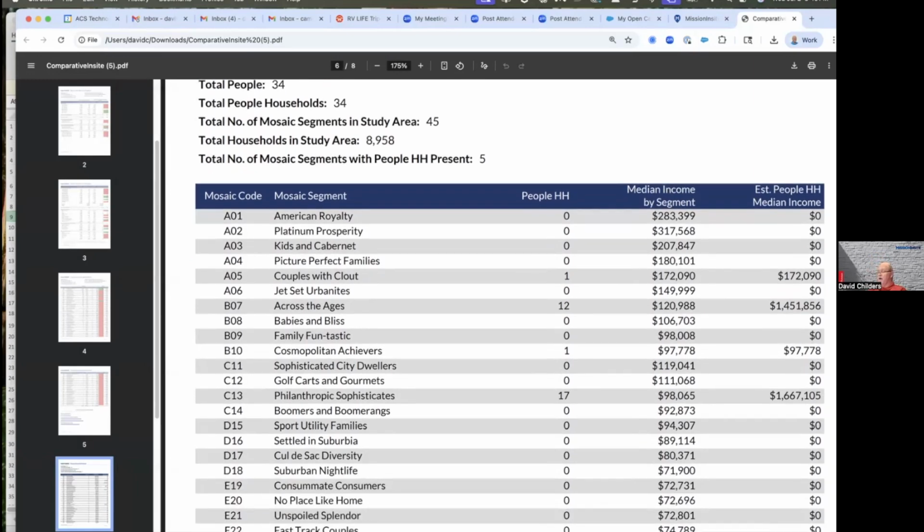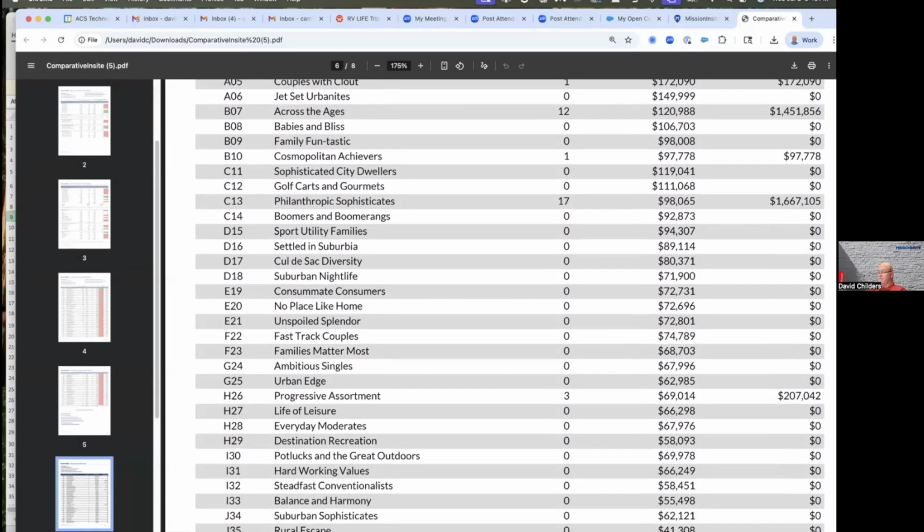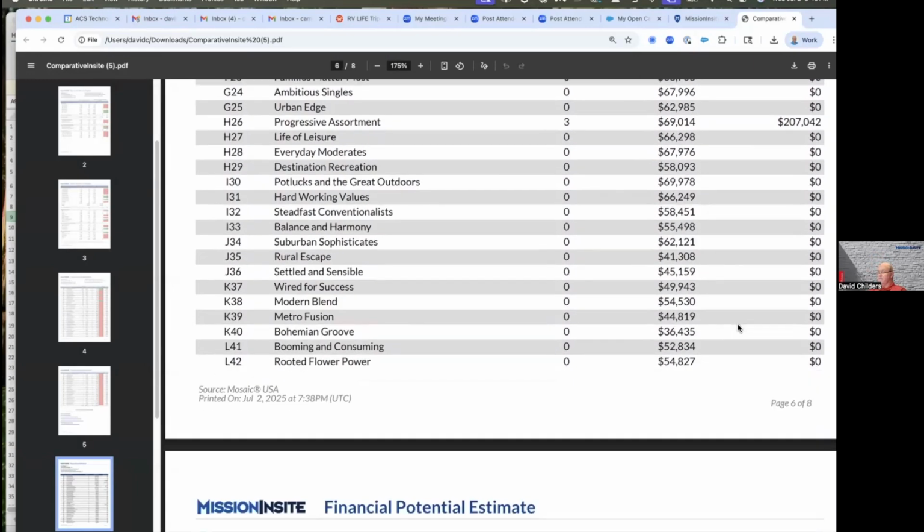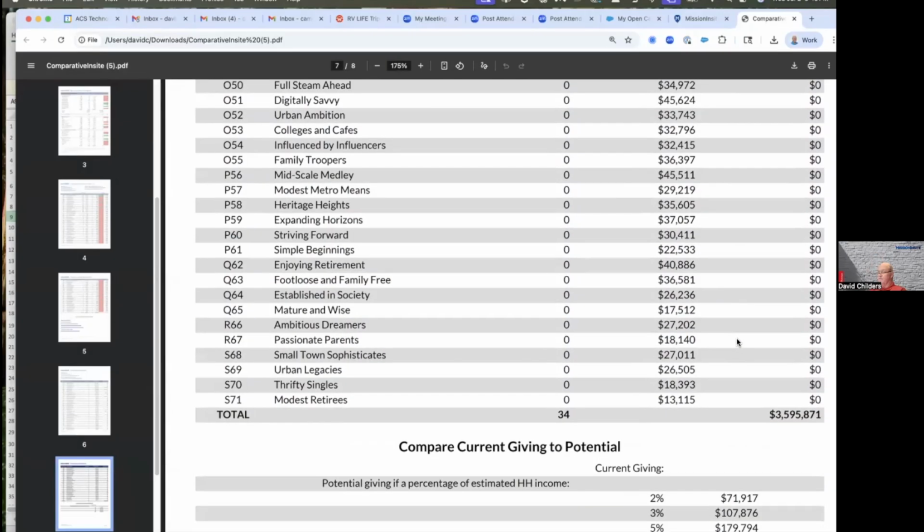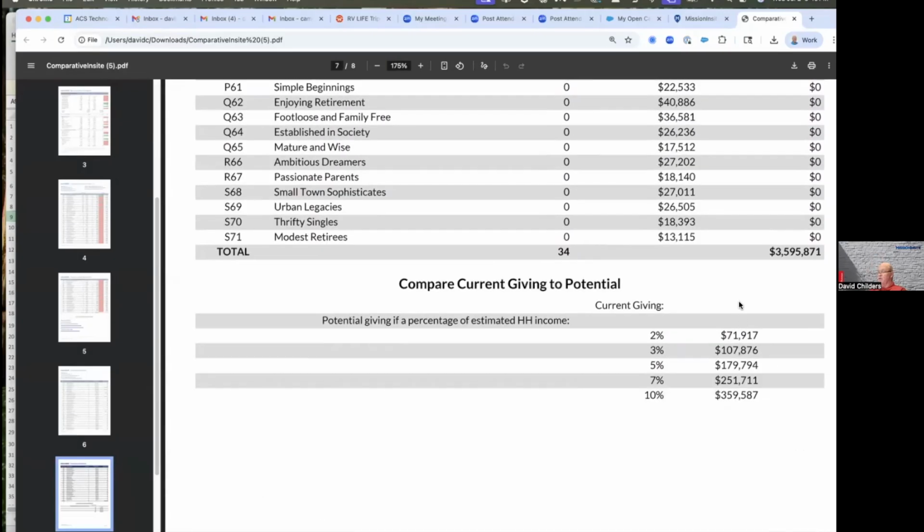If I come down to the bottom of this list, I'm going to discern, I don't know this neighborhood exactly, but they're saying the potential income for these households in this little area is $3.5 million. Now I'm looking at church budget, and we're giving about $2 million. Pretend.